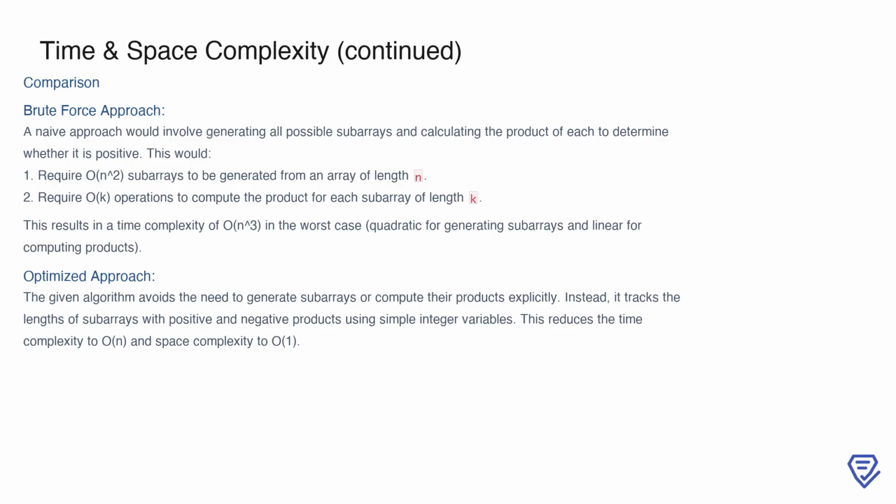In contrast, the optimized solution avoids generating subarrays or explicitly computing their products. Instead, it dynamically tracks the lengths of subarrays with positive or negative products using simple integer variables. This drastically reduces the time complexity to O(n), because each element is processed exactly once, and the space complexity remains O(1), since no additional data structures are used. The efficiency gain here is significant, making the optimized approach far superior for handling larger inputs.